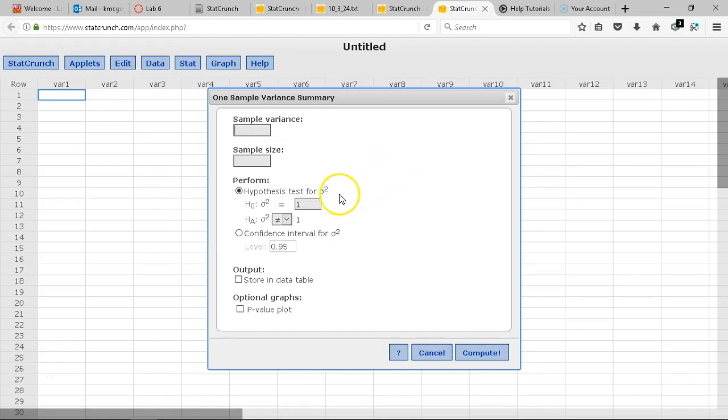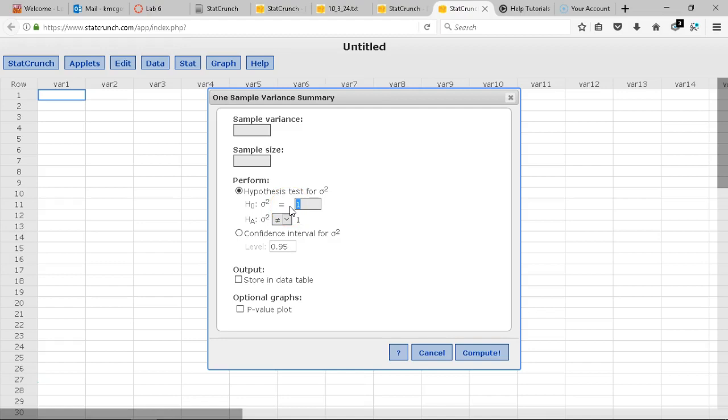Now what we have is a previously known value. In this particular case, 0.42 is the previously known standard deviation, and we want to translate that to variance. As I mentioned before, StatCrunch does not have a separate test for standard deviation, so anytime you need to translate standard deviations and variances, of course, it's either a square or a square root.